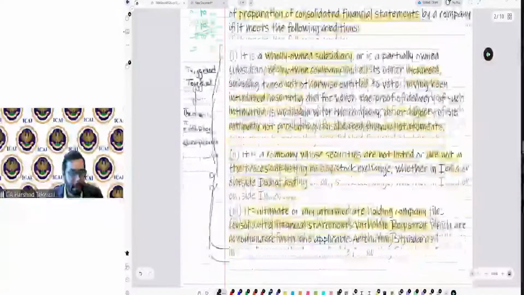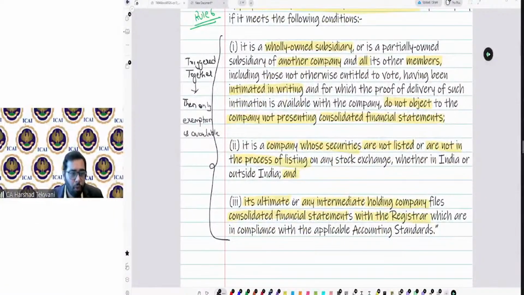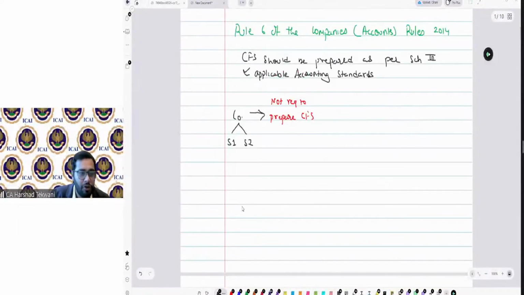Clear? Any doubt? So the condition is a wholly owned subsidiary of another company. All its members have been intimated in writing that the company is not going to prepare or present consolidated financial statements, and they don't have any objection to that. Number one. Number two, securities not listed. Number three, ultimate or any other intermediary holding company is preparing CFS. If these three conditions are satisfied, then the exemption can be obtained. So it is not required to prepare CFS when three conditions are met.